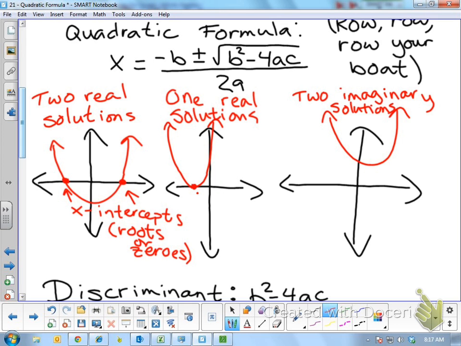Studying just this picture started a whole entirely new branch of mathematics. So trying to figure out what was going on with this and why there were no actual answers started imaginary solutions. Oh, and I keep pluralizing this. This is 1 real solution. There's only 1. It wouldn't be plural.